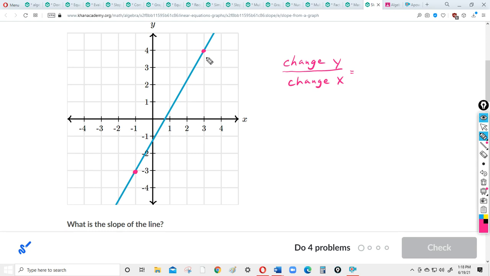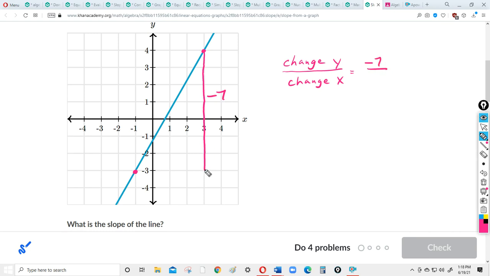Alright. So all you have to do is go from one point to the other. You can only move up, down, left, or right. You can't move diagonally. So starting here, I'm going to go down 1, 2, 3, 4, 5, 6, 7. That lines up with this point. Since I went down 7, that's going to be a -7. So the change in y is -7.